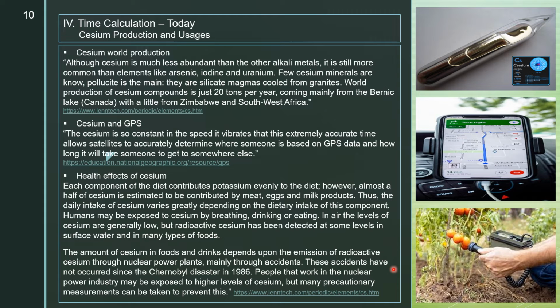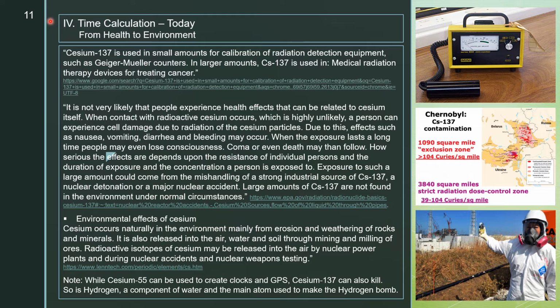And this food that is now affected cannot be consumed because it can be dangerous. But this is not because of cesium, it's because of the way the nuclear plant sometimes will cause certain accidents like this. And we recommend that you read those links that we propose to you in order to continue these studies. Section 4, time calculation today, from health to environment.